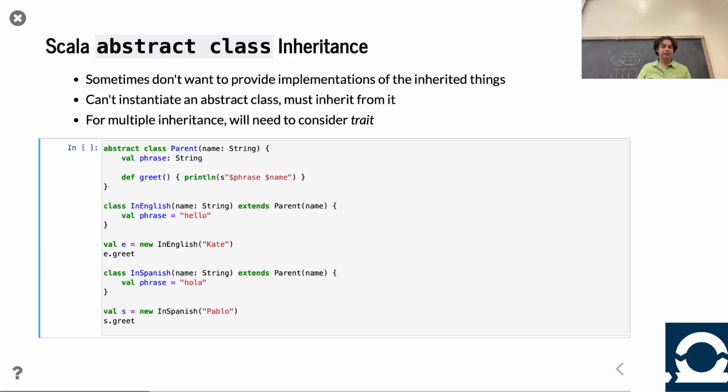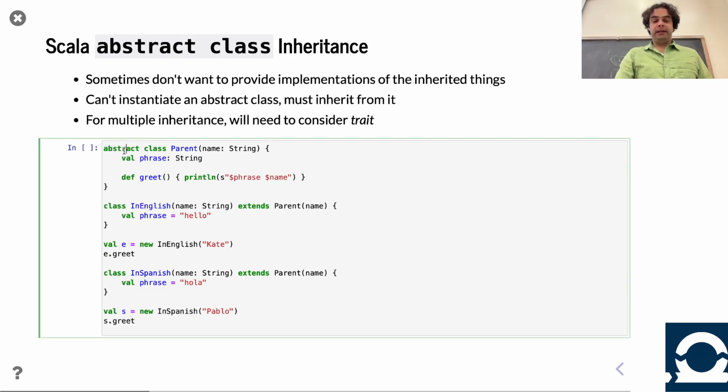So that was one kind of inheritance. What's the next one? Abstract class inheritance. So it's really similar, right? What's the difference? The difference is the original parent class now just has the keyword abstract in front.